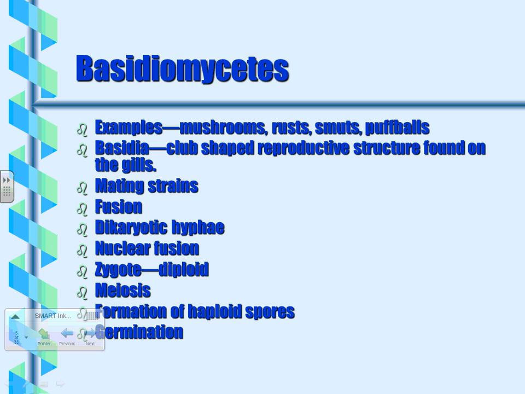Rust tends to be fungi that grow on grains. Like there's wheat rust, and it can ruin wheat. You wouldn't want to eat it. But these things, remember, are classified based on their method of reproduction. This thing, basidio, means club. They have this club-shaped reproductive organ. It's found in what's called their gills.